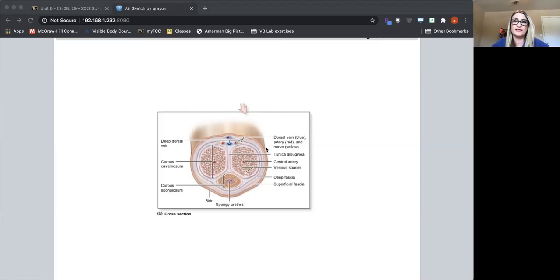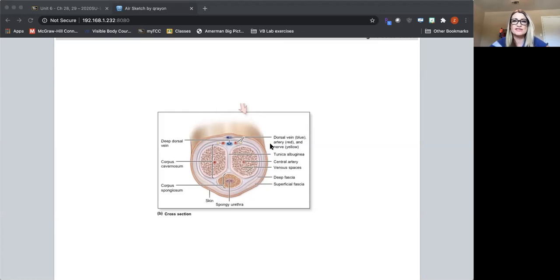Then the ejaculation is controlled by sympathetic innervation. The rhythmic contractions of the smooth muscle of the urethra are controlled by the sympathetic innervation. So both parasympathetic and sympathetic innervation aid with the process, with the male sexual response here. So that's that. After orgasm, males then go through the resolution phase.